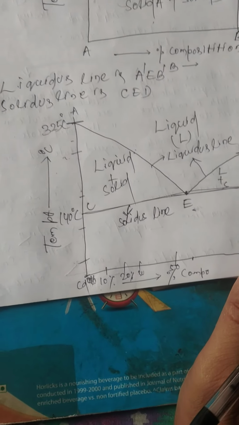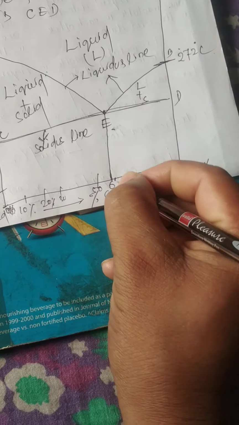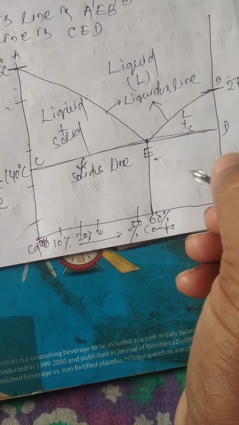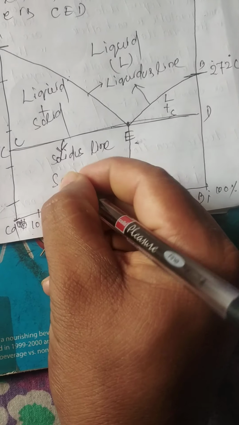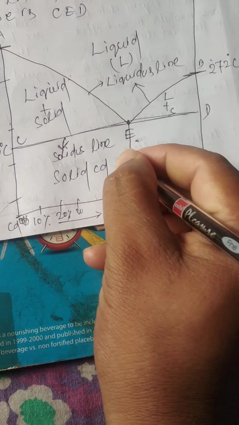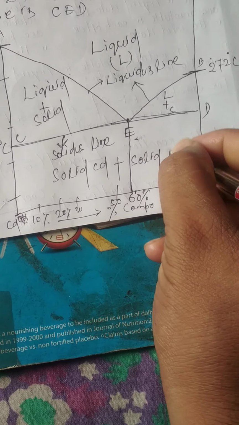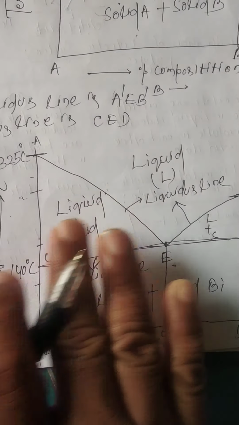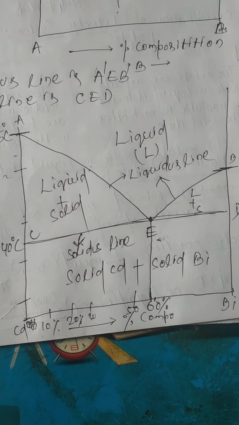Okay. Now let's say this percentage is 60%. Now we can say that this is solid. This portion will be solid cadmium plus solid bismuth. This portion will be bismuth. See guys, this is the eutectic system of the bismuth and cadmium system.